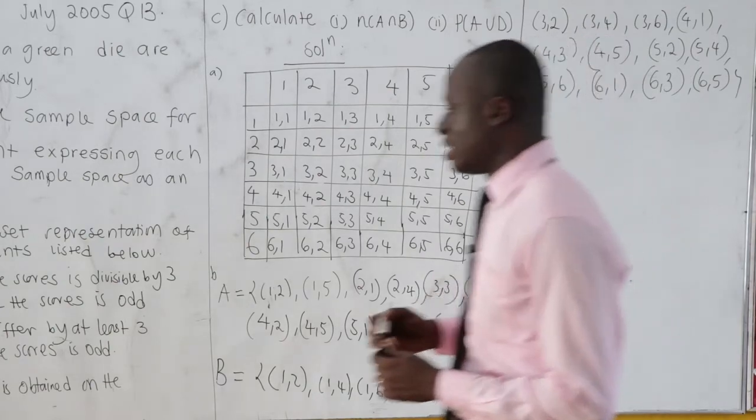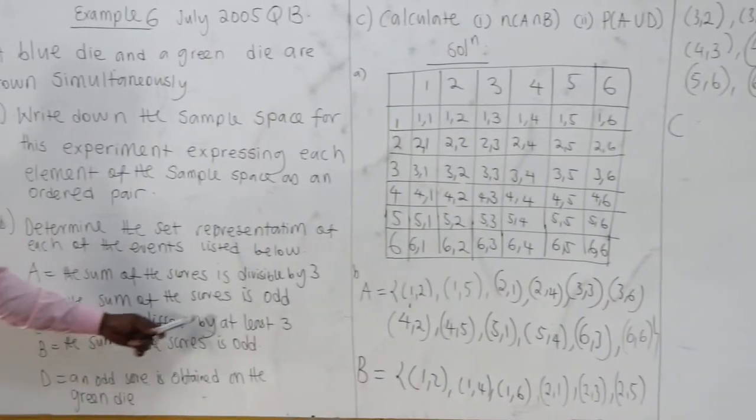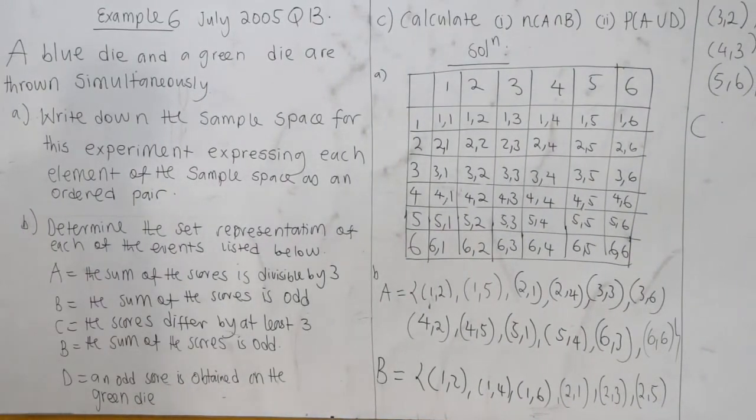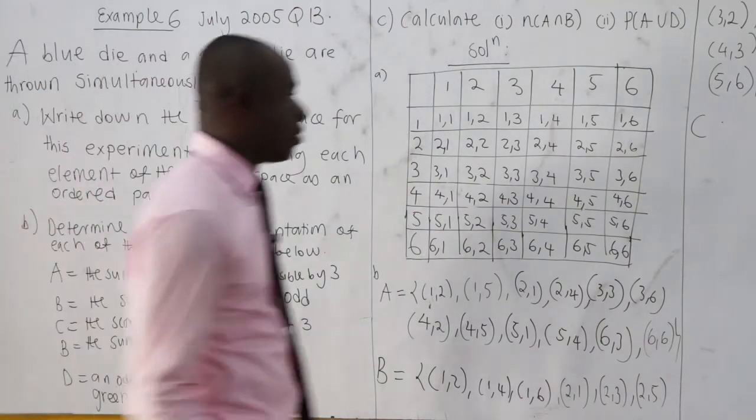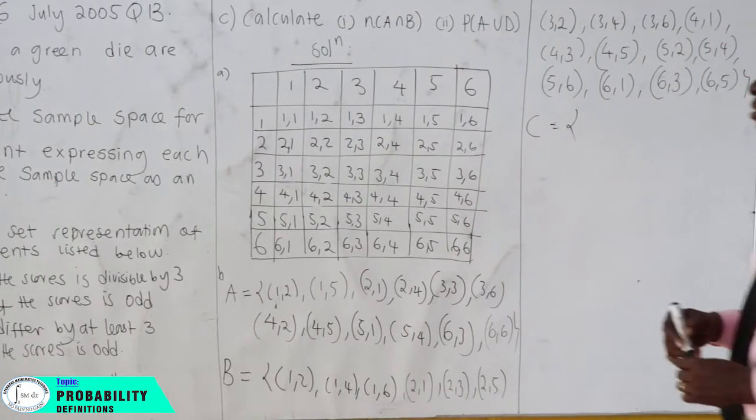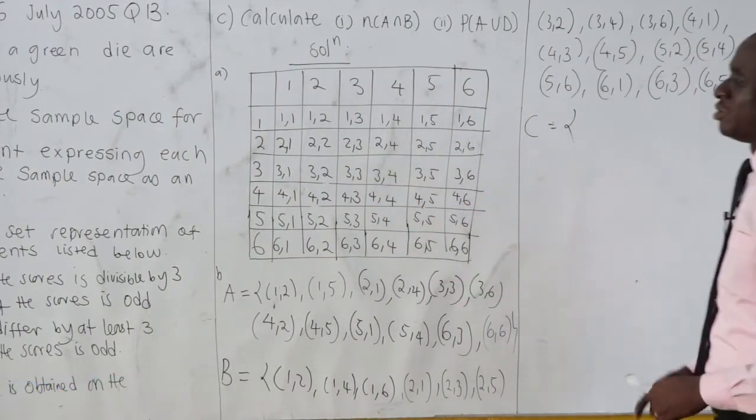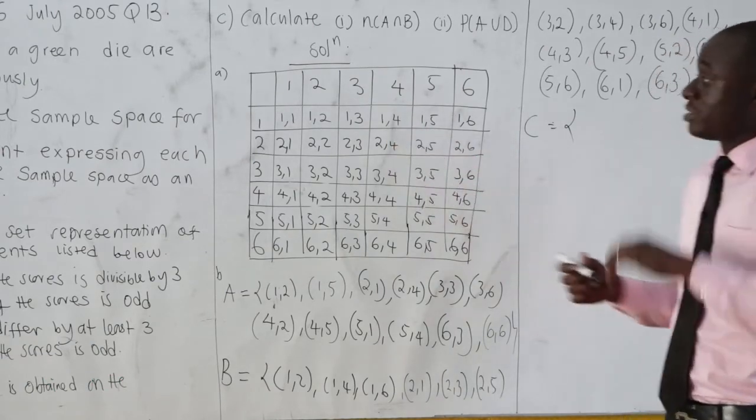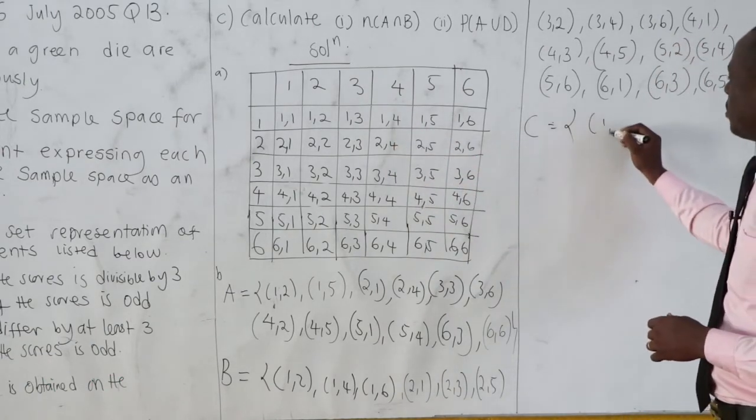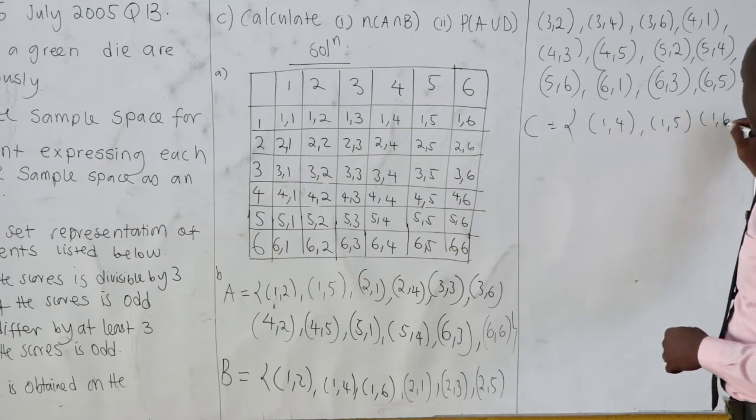Let's see our C. Now, the C is saying that the scores differ by at least 3. So when you subtract, that means 3 or more. Now, 3 minus 1, no. So this one is not part. 4 minus 1 is 3. Yes, so that will be 1, 4, 1, 5, 1, 6.